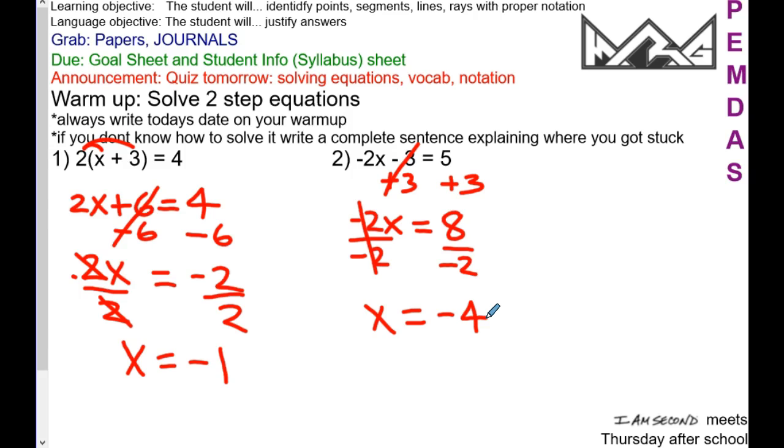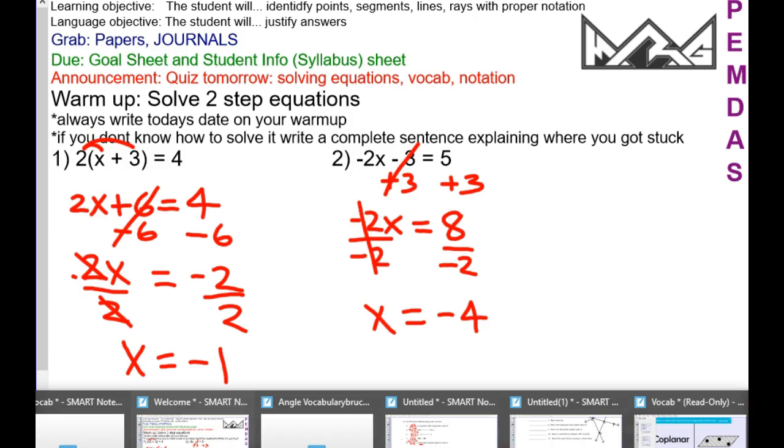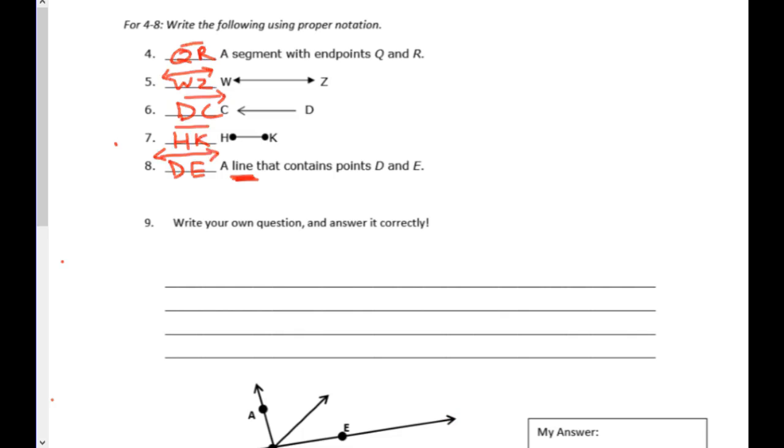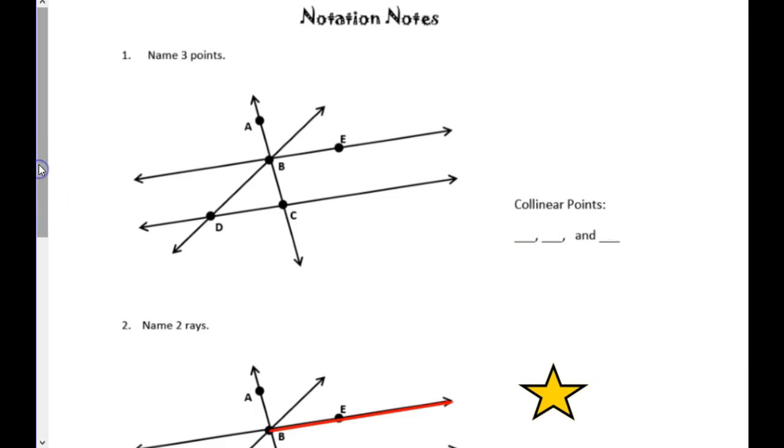Alright, so you should be looking at a sheet that looks like this. Notation notes. We'll give you a second to make sure you got that on your desk. We're going to go through these notes and then we'll have an assignment. The assignment, when you get it, will be due tomorrow, but you'll probably be able to finish it today and be done with it. If today's easy for you, then tomorrow's quiz will mostly be easy. Let's start on these notation notes.